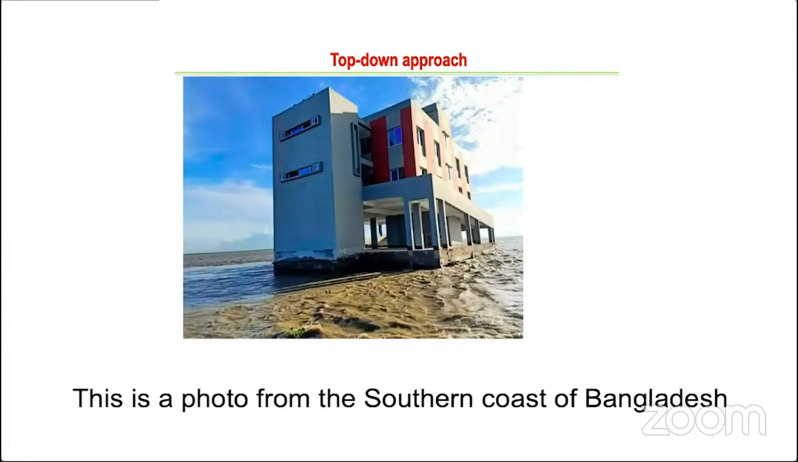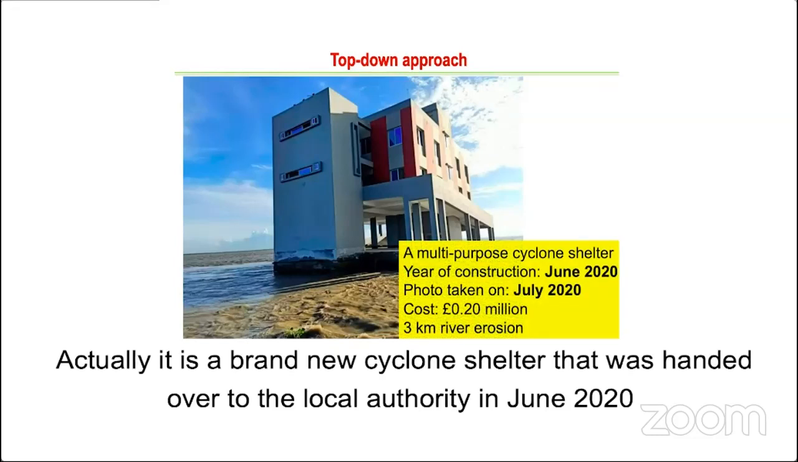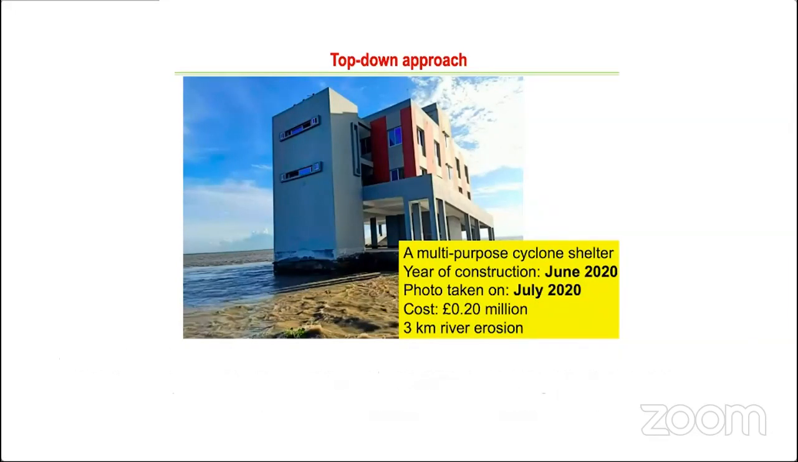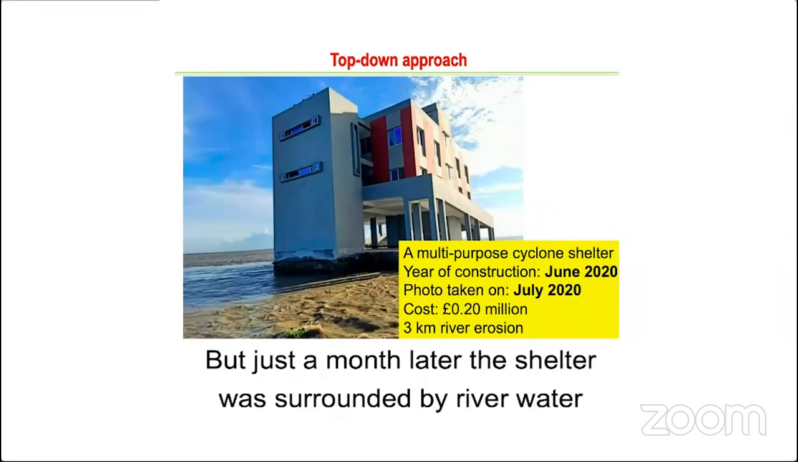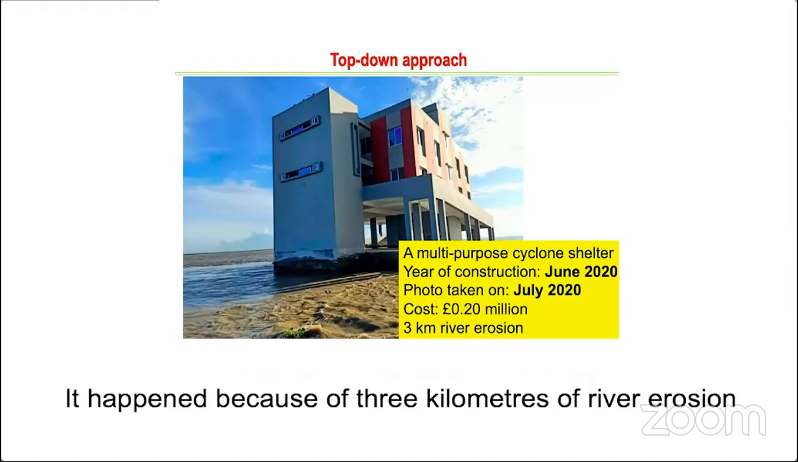This is a photo from the southern coast of Bangladesh. Actually, it is a brand new cyclone shelter that was handed over to the local authority in June 2020. But just after a month, the shelter was surrounded by river water. It happened because of 3 kilometers of river erosion.